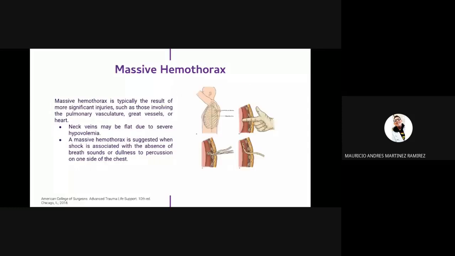Massive hemothorax results from the rapid accumulation of more than 1,500 milliliters of blood, or 1/3 or more of the patient's blood volume, in the chest cavity. Massive hemothorax is typically the result of more significant injuries, such as those involving the pulmonary vasculature, great vessels, or heart. Signs and symptoms that we can find are that the neck veins may be flat due to severe hypovolemia, and massive hemothorax is suggested when shock is associated with the absence of breath sounds or dullness to percussion on one side of the chest.